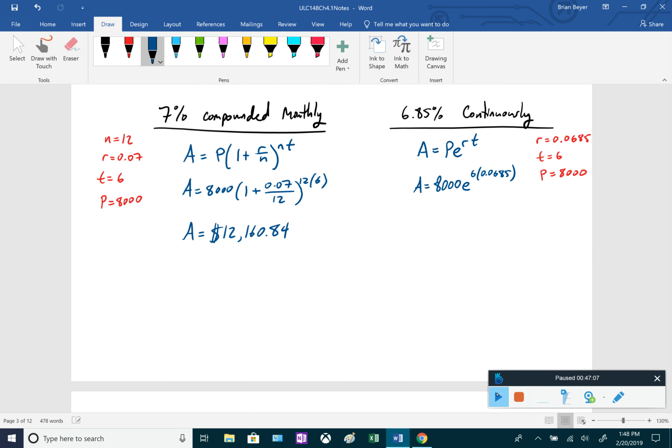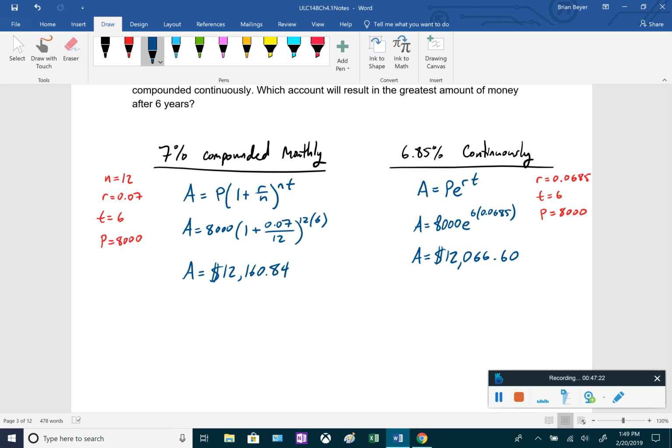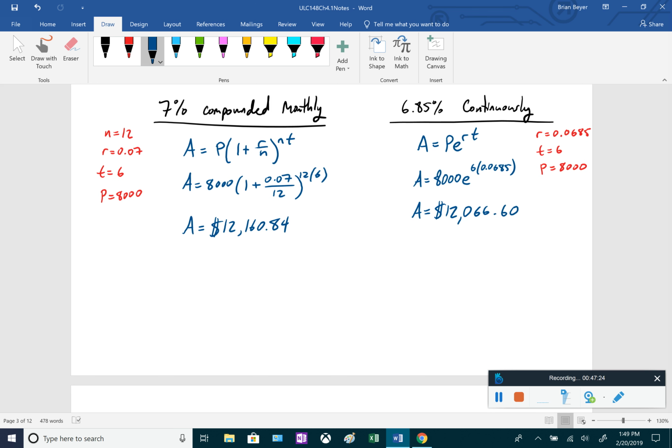You plug that into your calculator. Obviously, you have to use the button for e. And you're going to get $12,066.60. So the question was asking which account is going to result in the greatest amount of money. That's going to be the 7% compounded monthly. So it's barely more. It's less than $100 more, but it is still just a little bit more.